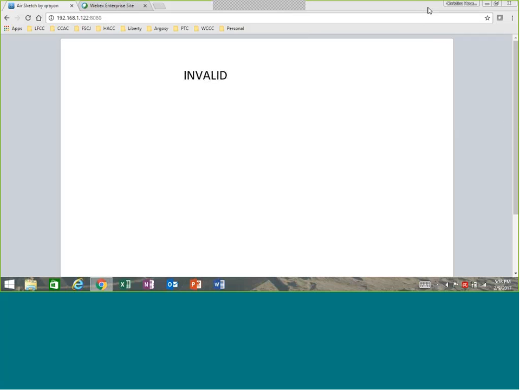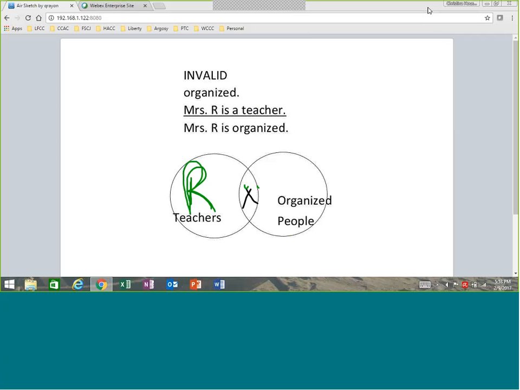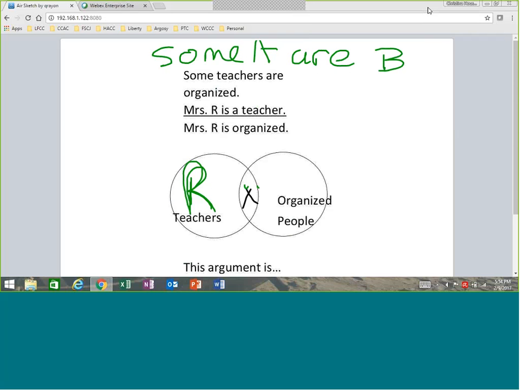Now, someone asked, how do I know how many circles to draw? Well, basically, think of the nouns, like in this particular one. Teachers, organized people. Like some teachers are organized. That'd be like the sum A, R, B. We need a circle for A, we need a circle for B. Now, this Mrs. R, anytime it's an individual item, you don't need a circle for an individual item. You just need an X, okay? Or an R in this case.